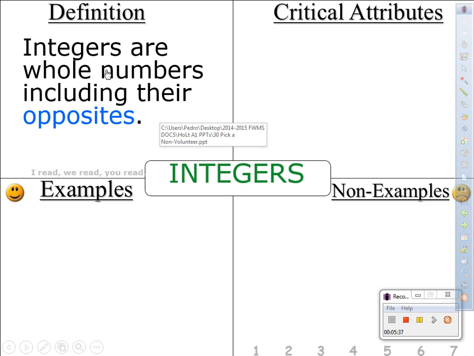So, now that we have a definition, there's a couple of terms in that definition that I want to make sure you understand. The first one is whole numbers. Whole numbers are counting numbers, but including 0.